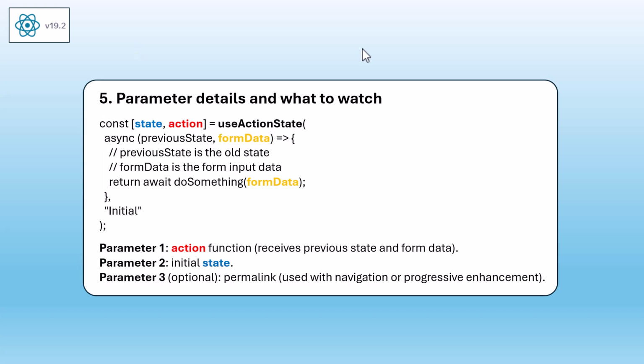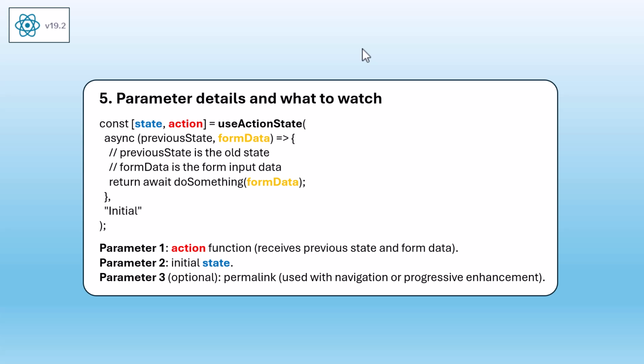5. Parameter details and what to watch. There are a few key details and things to watch. The first parameter is the action function. When the form is submitted, this function is called. But note, when you use this hook, your action function's signature changes slightly. It receives the current state, the previous value, as its first argument, then the usual form data or arguments.